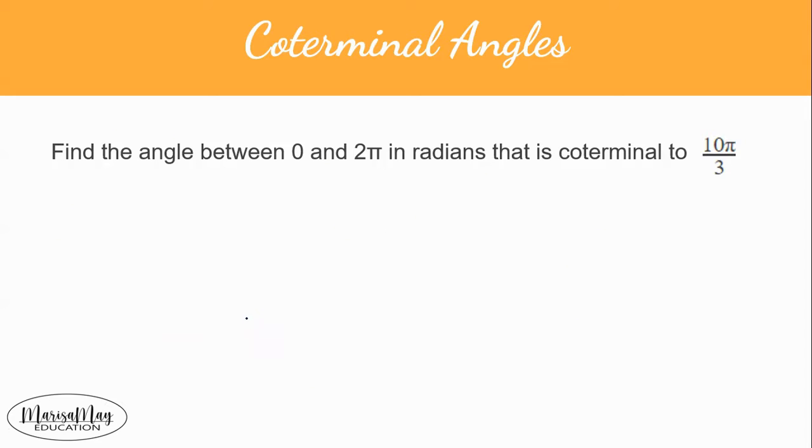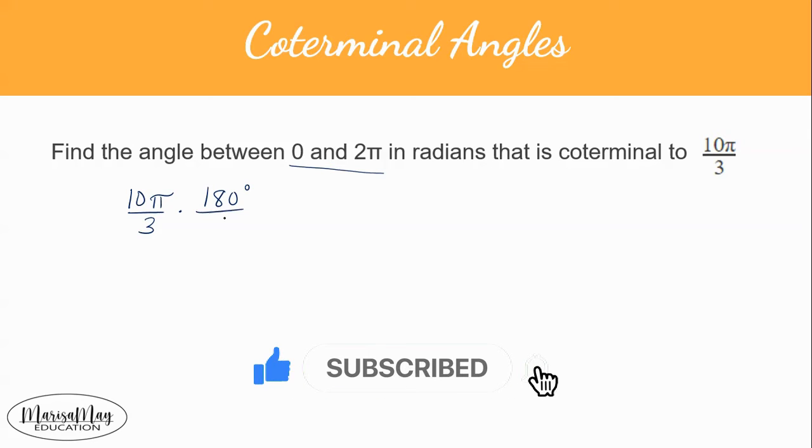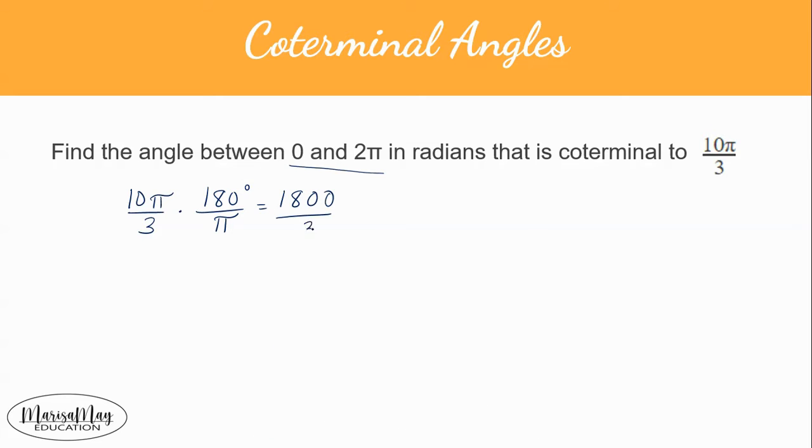In this video, we'll find the angle on the first revolution between 0 and 2 pi that is coterminal to 10 pi over 3. So the first thing we want to do is convert that 10 pi over 3 to degrees by multiplying by 180 over pi. Notice your pi's cancel, and I'm left with 1800 over 3. So I know that this angle represents 600 degrees.